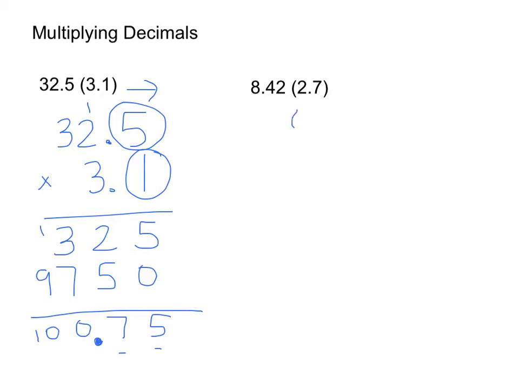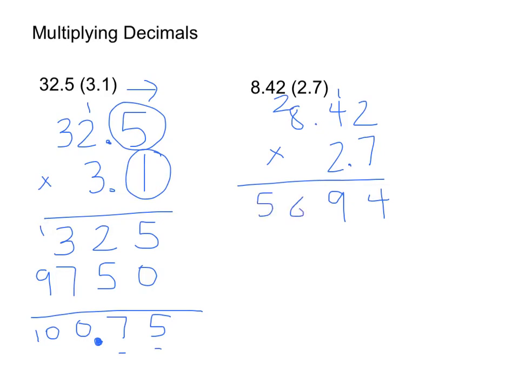Let's do one more example. 8.42 times 2.7. If you'll notice here, my decimals don't line up. It's fine. Don't worry about it. 7 times 2 is 14. Carry my 1. 7 times 4, 28. Plus 1 is 29. Carry my 2. 7 times 8 is 56. Plus 2 is 58. I'm going to get rid of those.